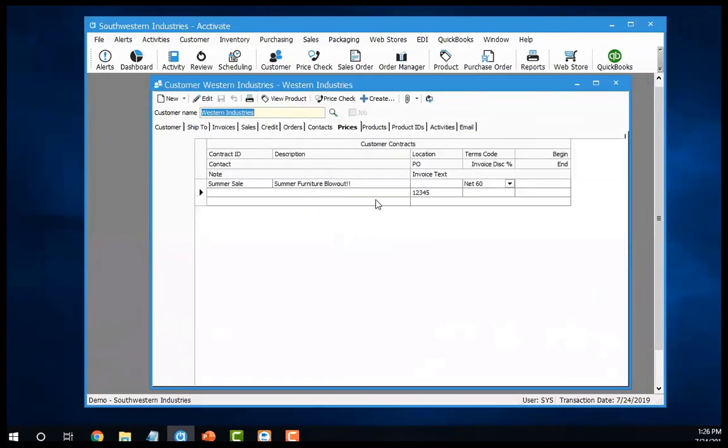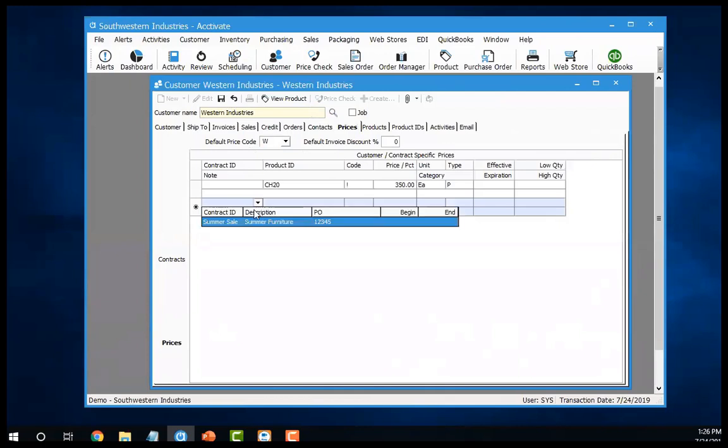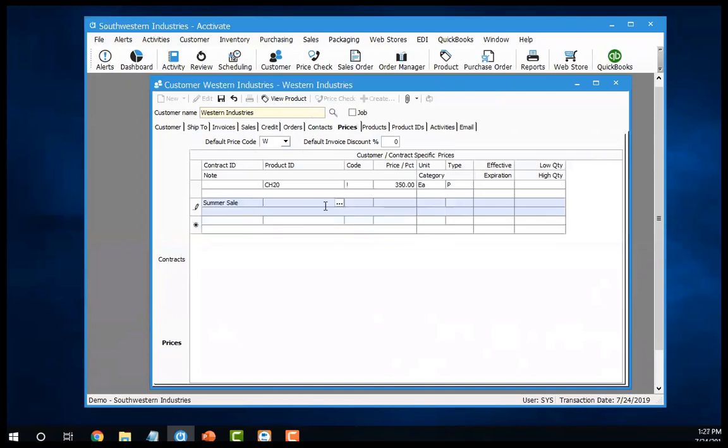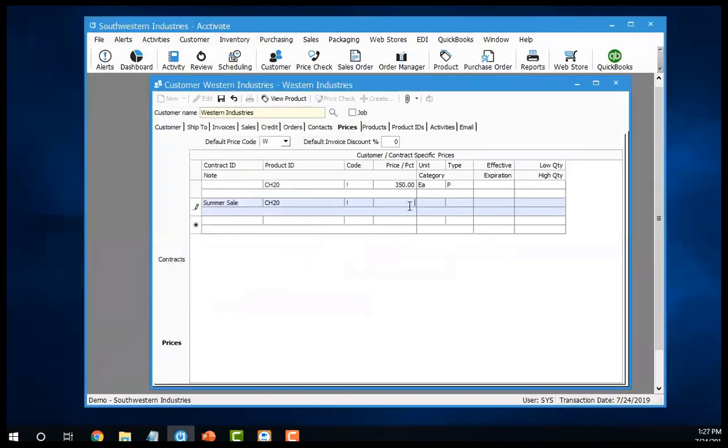So now let's take a look at how this actually works in relation to products. That's kind of what makes contract pricing different from customer-specific prices. But let's take a look at how that works for specific products. So here we have our customer-specific price for CH20, where Western Industries pays $350. But if I create a contract price, so here's the contract defined, I use the same product, same code, because it's not price code pricing. And let's say this is $325 instead of $350.